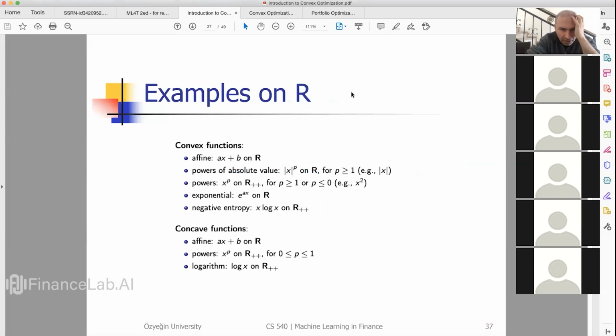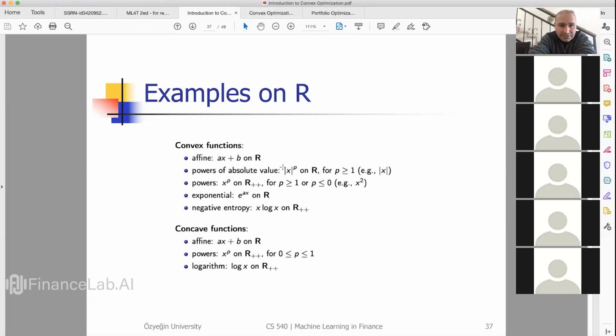Okay, examples of convex functions. One convex function is the affine function ax plus b. If you have a single variable, ax plus b is convex, and the powers of absolute value, |x|^p, where p is greater than or equal to 1, are also convex. And powers where the power is greater than 1 or smaller than 0 are convex on R++, the set of positive real numbers.